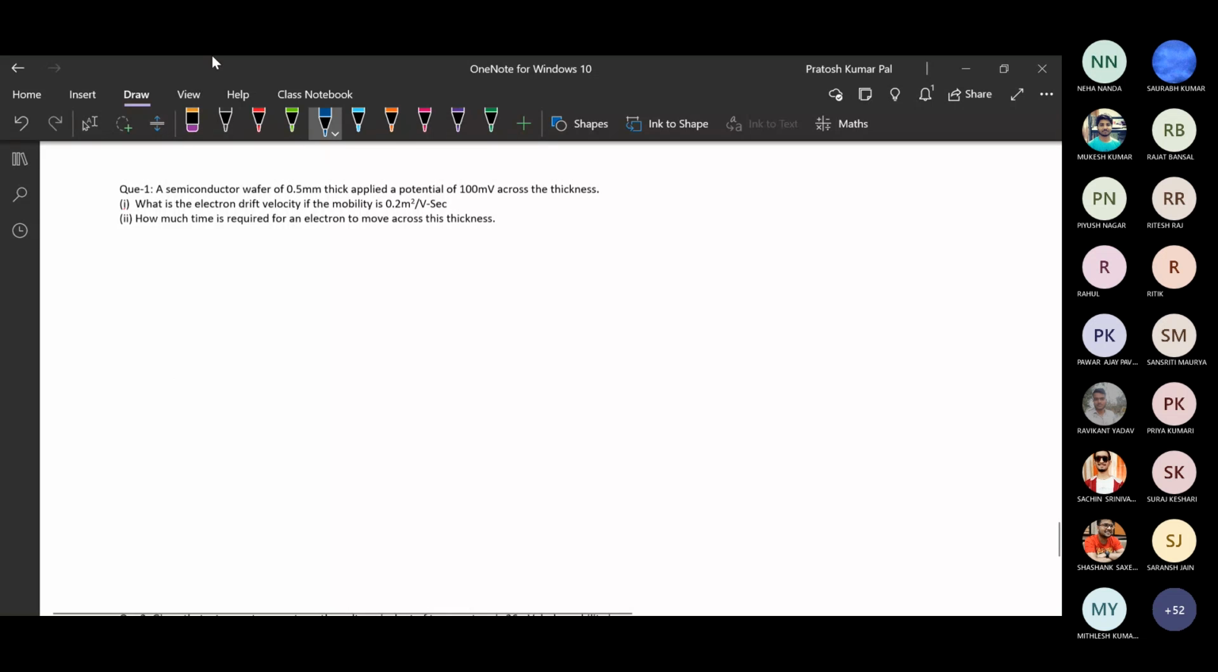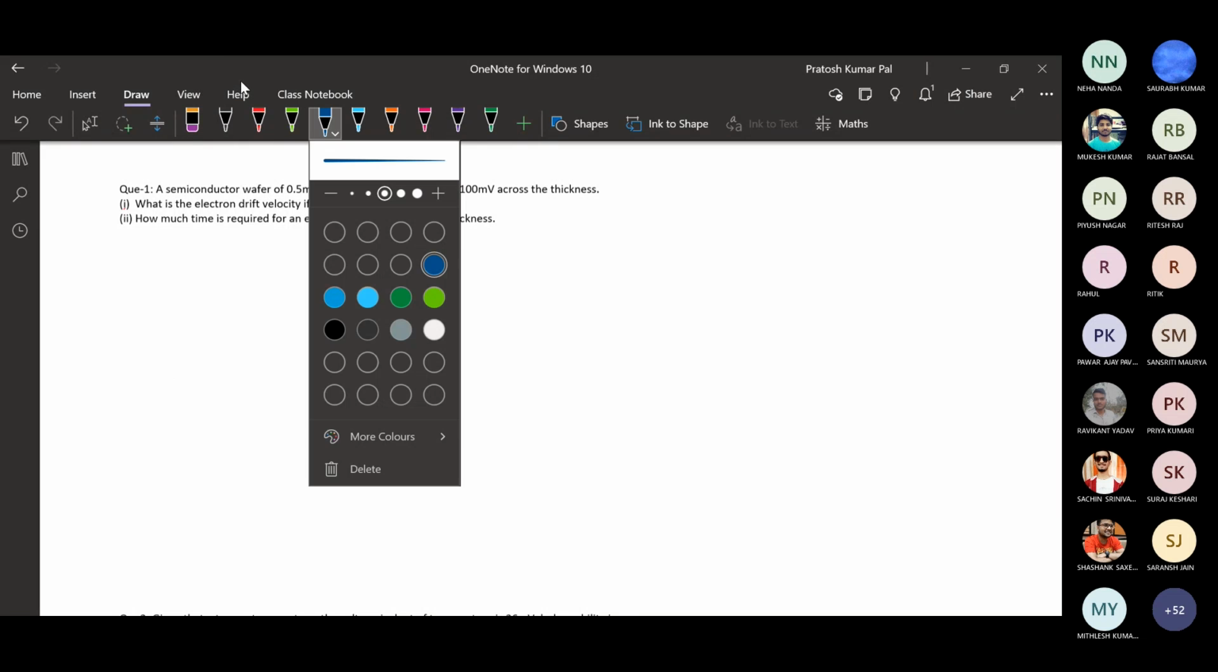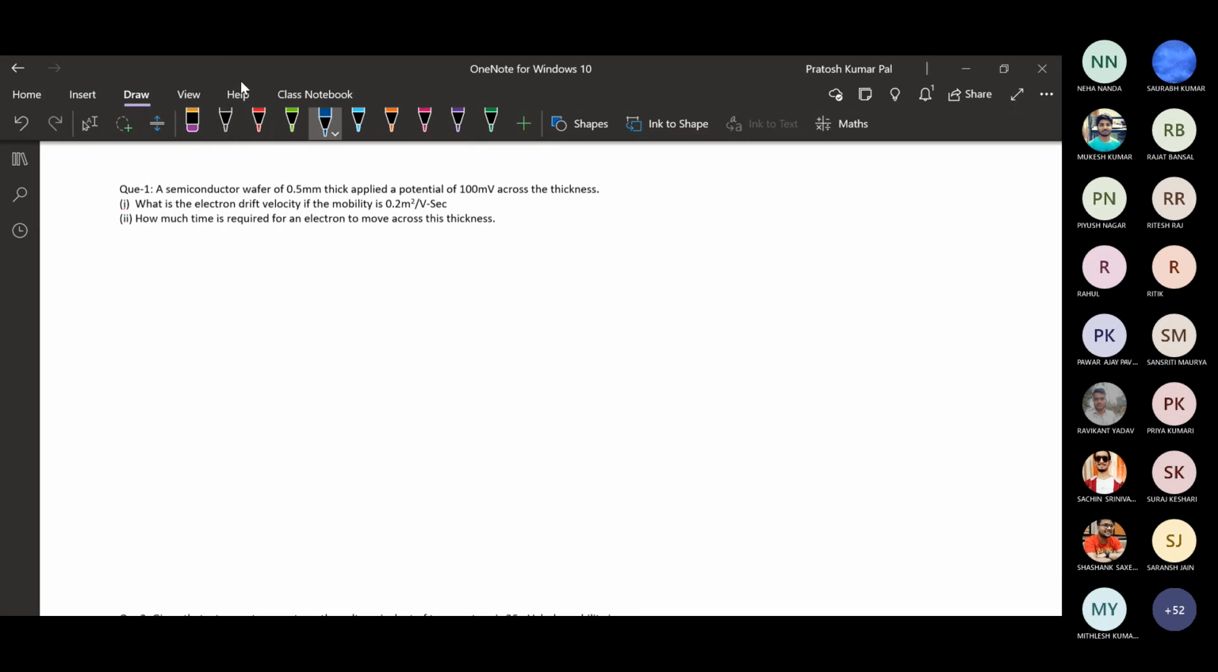So suppose we have a question given like this. A semiconductor wafer of 0.5 mm thickness is given, that is applied with a potential of 100 millivolt across its thickness. We need to find the electron drift velocity if the mobility is 0.2 meter square per volt second.